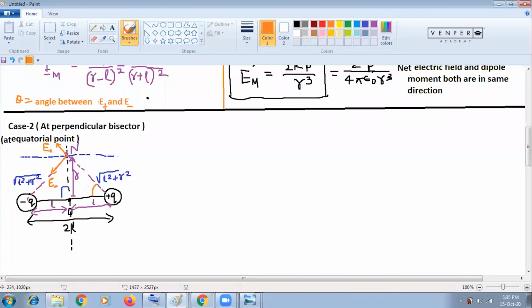Now take this angle as theta, and this angle also theta. Then what will happen? Now this angle will also become theta, and this angle will also become theta. I hope you are understanding. Yes or no? Everyone clear?